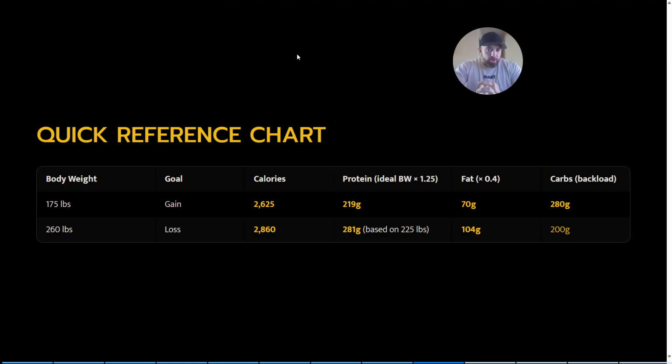So this is the quick reference chart. 175 pounds, 260, we've already talked about all this. You can screenshot this, whatever. You can start at this even if you want, and you'll start getting results, I promise.